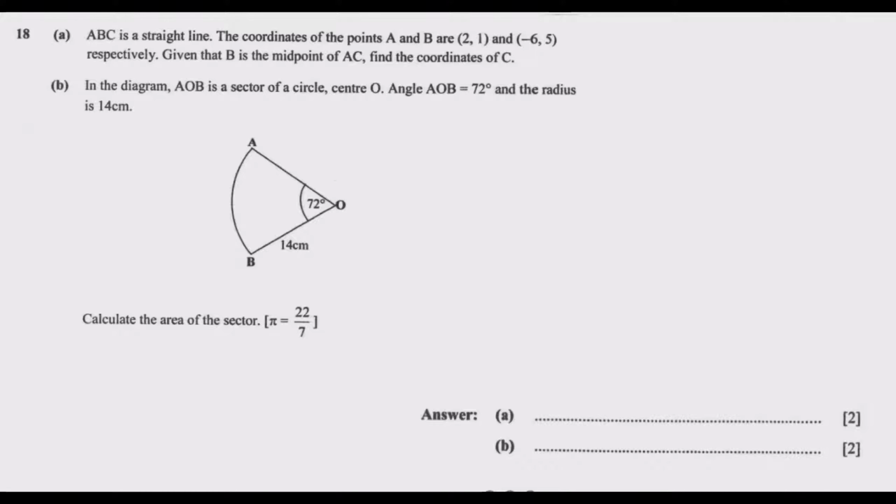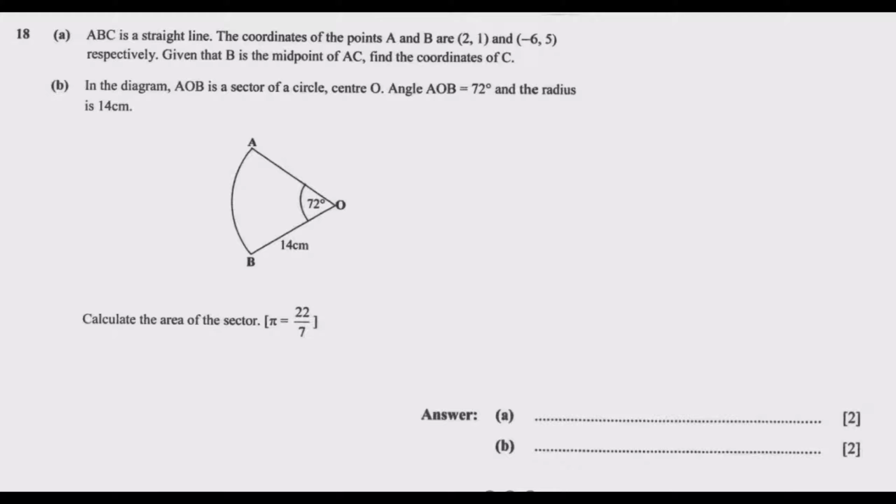18a, ABC is a straight line. The coordinates of the points A and B are 2,1 and negative 6,5 respectively. Given that B is the midpoint of AC, find the coordinates of C. Question B, in the diagram, AOB is a sector of a circle, center O, angle AOB is equal to 72 degrees, and the radius is 14 centimeters. Calculate the area of the sector, and this is 2 marks each.